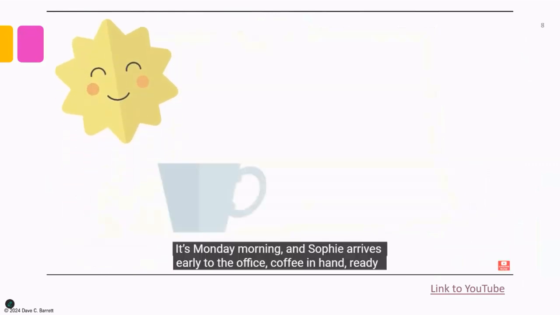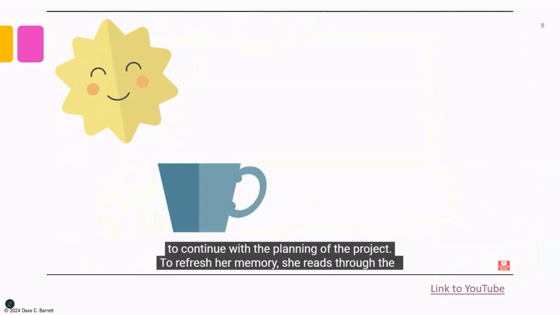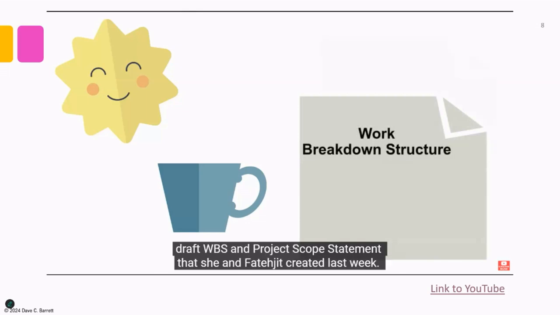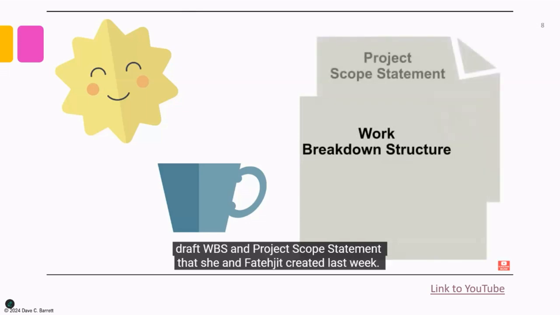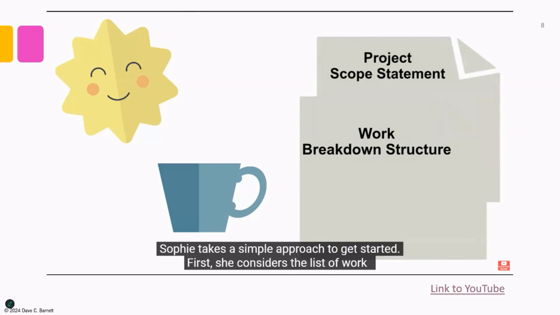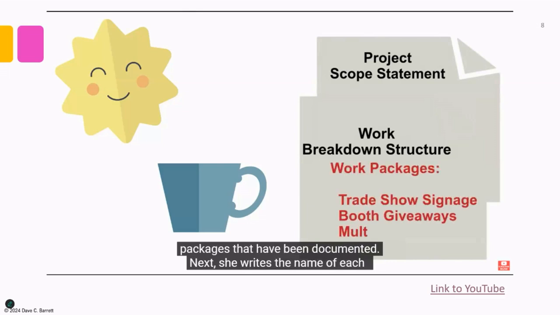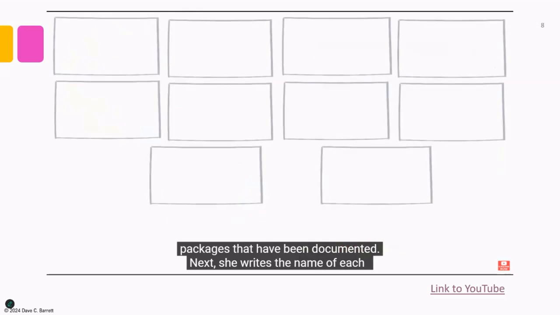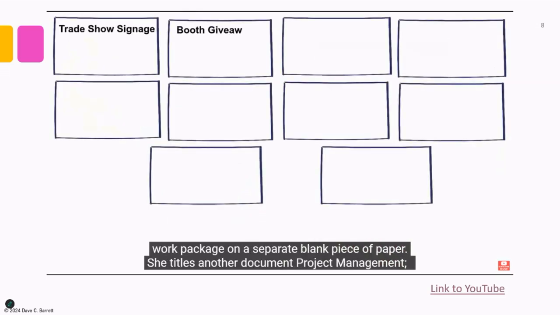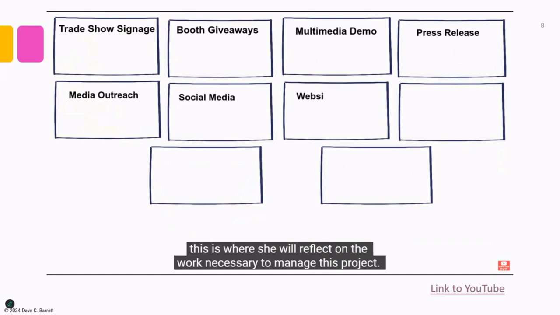It's Monday morning, and Sophie arrives early to the office, coffee in hand, ready to continue with the planning of the project. To refresh her memory, she reads through the draft WBS and project scope statement that she and Fatijit created last week. Sophie takes a simple approach to get started. First, she considers the list of work packages that have been documented. Next, she writes the name of each work package on a separate blank piece of paper. She titles another document Project Management. This is where she will reflect on the work necessary to manage this project.